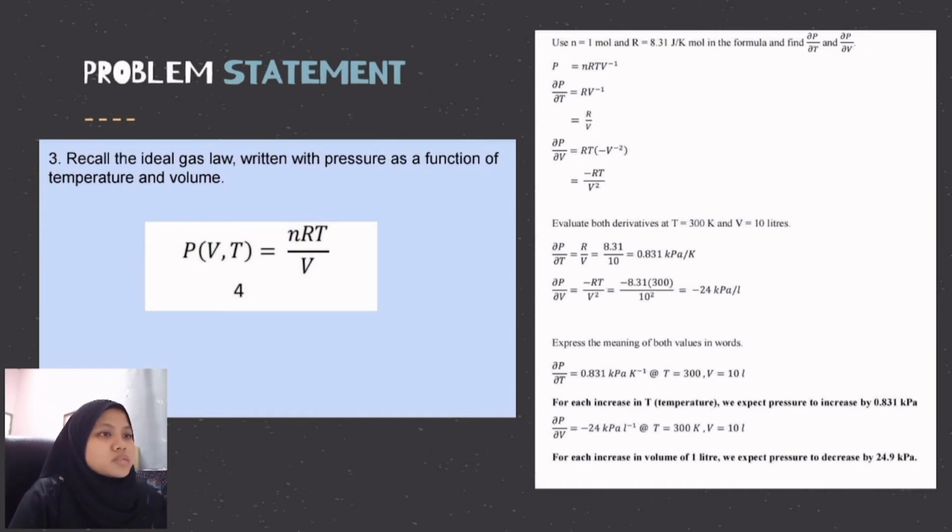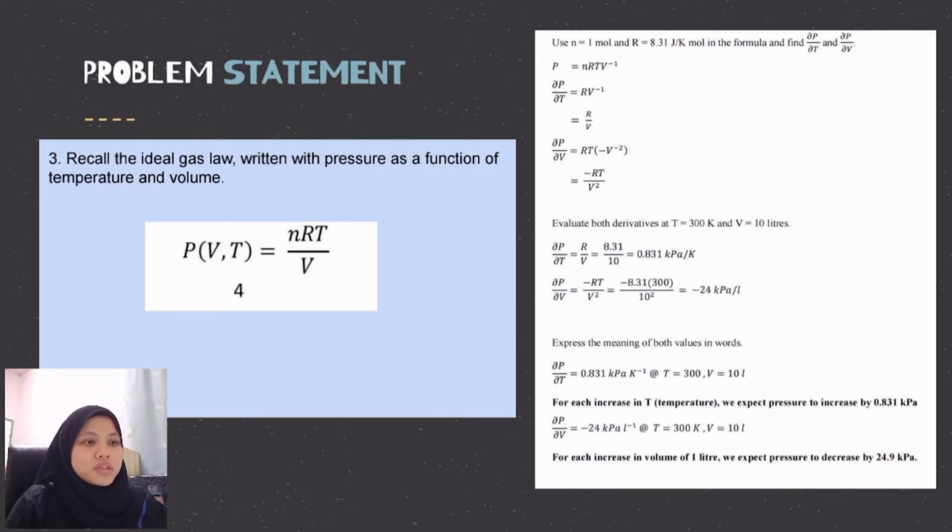So we substitute everything we have into dP/dT and dP/dV. For dP/dT, we got 0.831, and for dP/dV, we got negative 24.9. From what we calculated just now, we can make the conclusion. For dP/dT of 0.831, for each increase in temperature, we expect pressure to increase by 0.831.